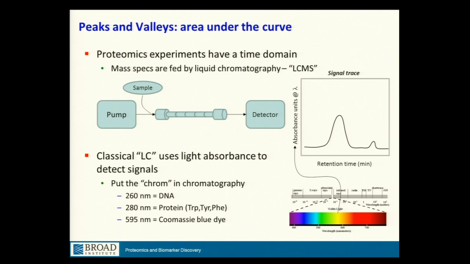And there's some common ones. If you look at 260, you're looking for DNA. 280, you're looking for protein or specific amino acids in protein that actually absorb at given wavelengths. Or you could put Coomassie blue dye across a chromatography column, and you would see a nice big peak at 595. So you get the sort of trace in time of the chromatography experiment, and things come off.